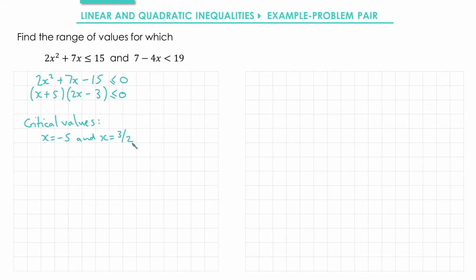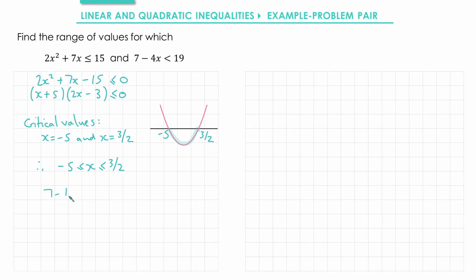Let's sketch a graph to help us identify the region. We want the region where the quadratic is less than 0. So we want the region in between, which is minus 5 is less than or equal to x, is less than or equal to 3 over 2. We'll come back to that region later. Next, we'll solve the linear inequality.